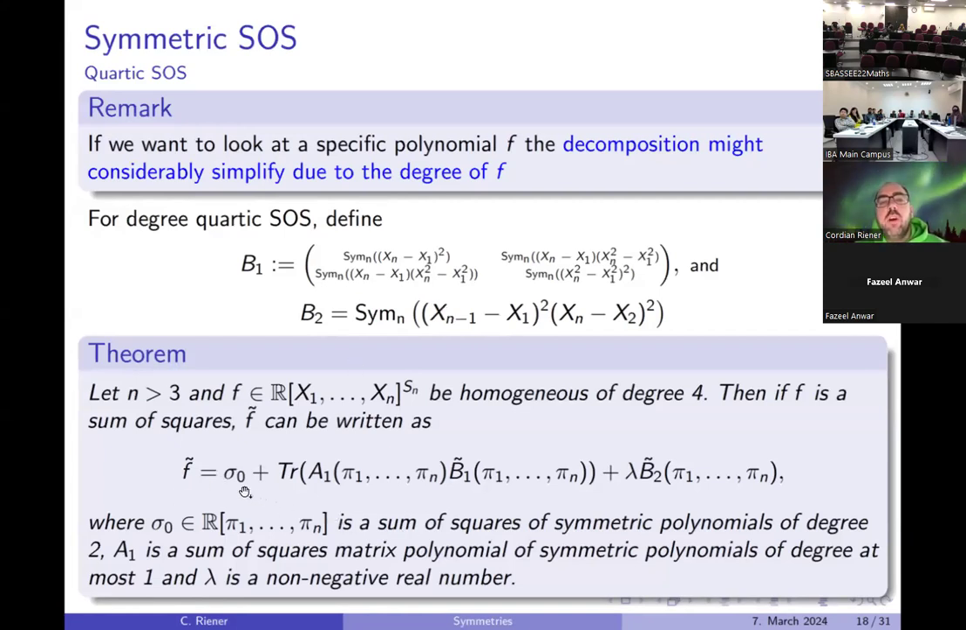So you have one invariant symmetric polynomial, one invariant symmetric squares polynomial. You have this inner part here, which is this matrix B1 coming into play, and the matrix B2 is just the polynomial itself, right? So it's a very simple representation, and now this gives us a representation in the invariant ring instead of in the number of variables n before.